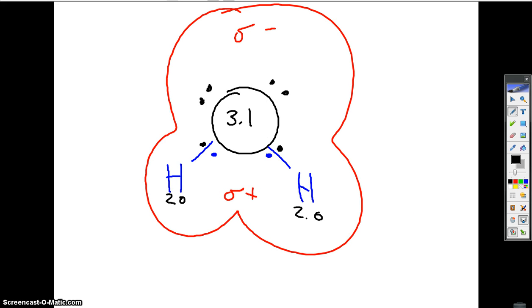Okay, so here's an example of water, and the red outline is showing kind of the electron cloud, where oxygen has its lone pairs and hydrogen has the shared pairs. But hydrogen, with its electronegativity of 2.0, and oxygen, with an electronegativity of 3.1, have a difference of 1.1. That creates enough of a difference that there is a polar moment and we get a separation of charges, and that creates the polar molecule.